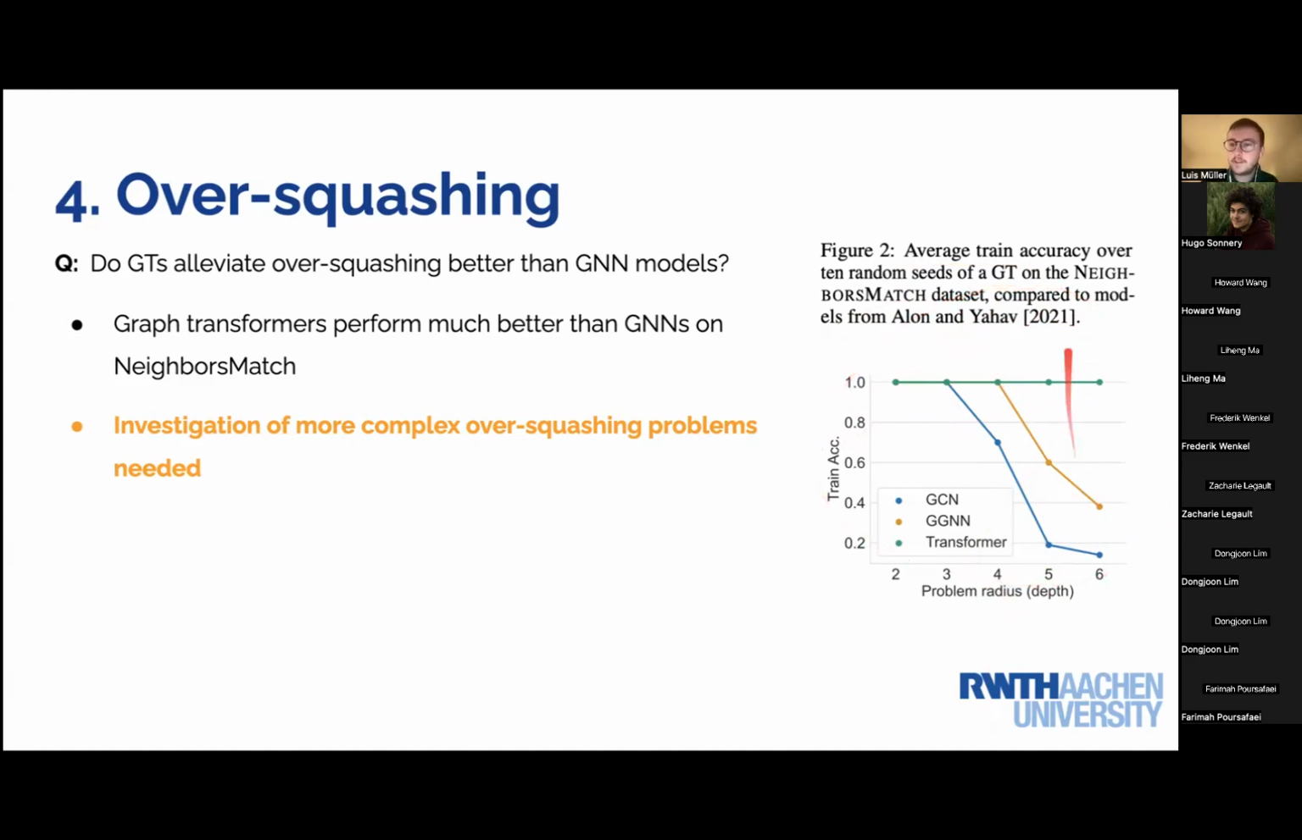But note also that this is a synthetic data set, so we are very confident for this data set, but not in general that transformers can avoid oversquashing. So we say it is important to investigate this on real world data or more complex problems involving the oversquashing. But in general, we say, yeah, this is confirmed. So it definitely performs better on this specific task.